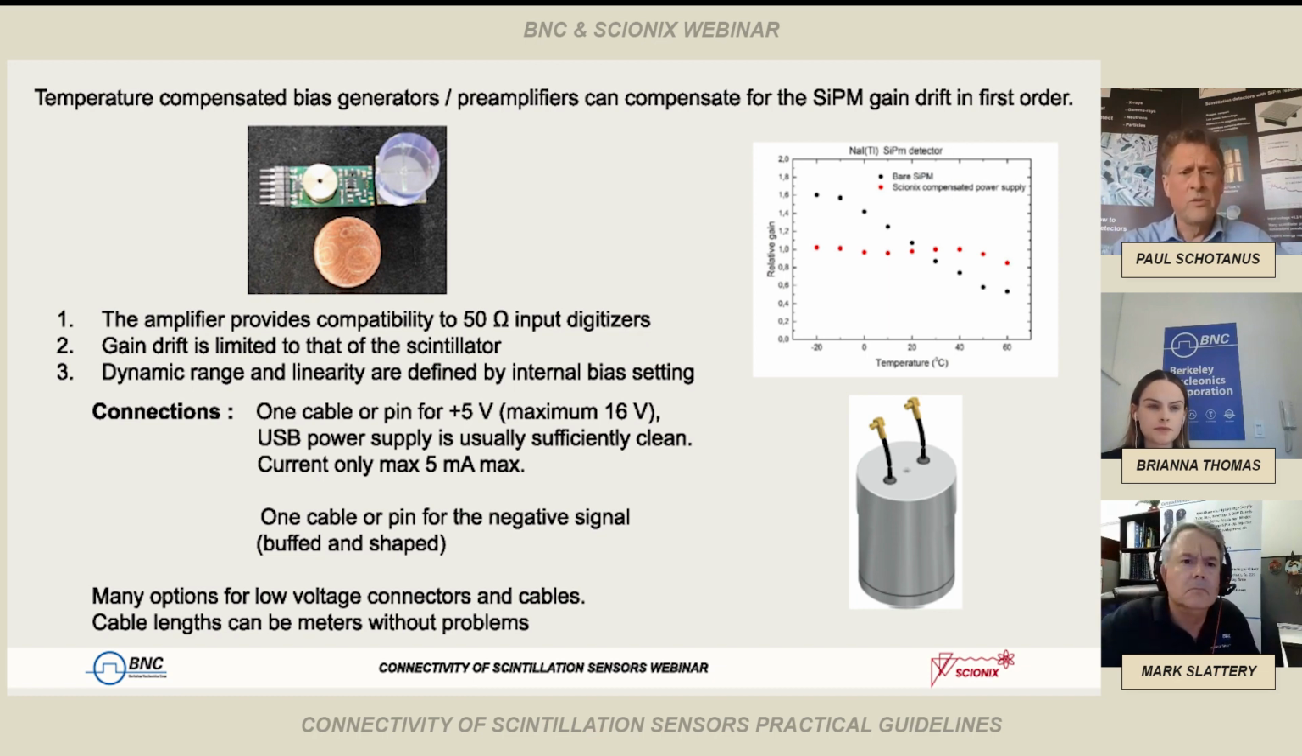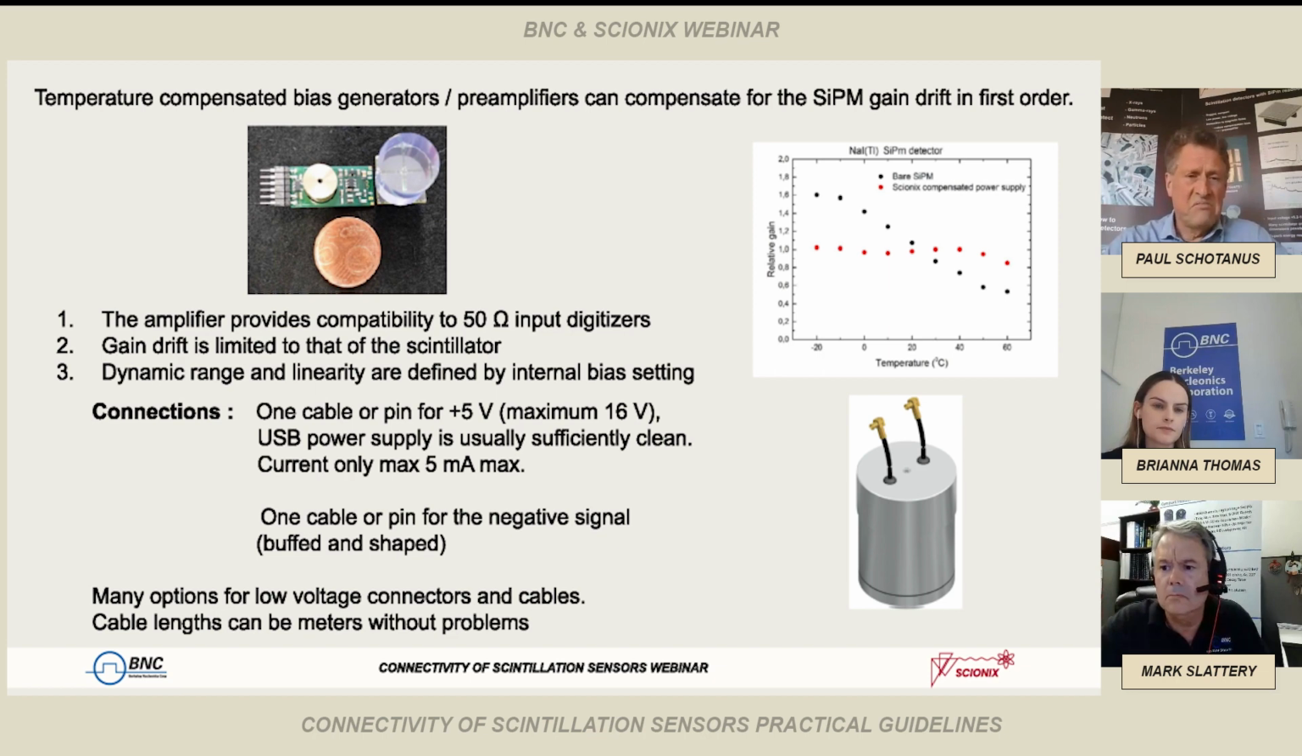But it's a very known parameter. We can compensate for that. Of course, we don't compensate for the change in light output of the scintillation crystal. And that kind of small module provides an amplified pulse with 50 ohm output impedance. You can feed it directly into digitizers, and the gain drift, as I said, is limited to that of the scintillator.